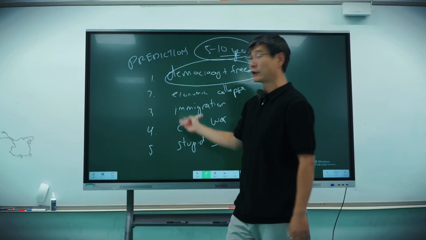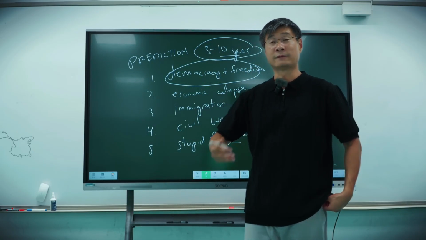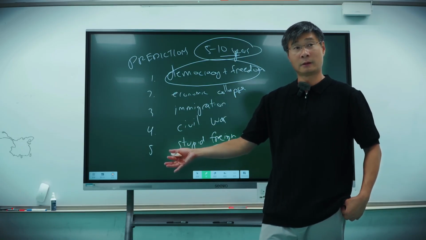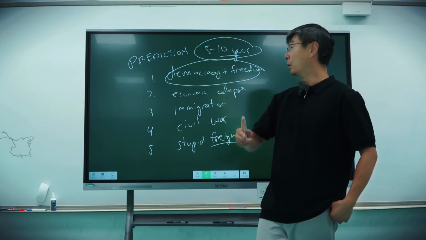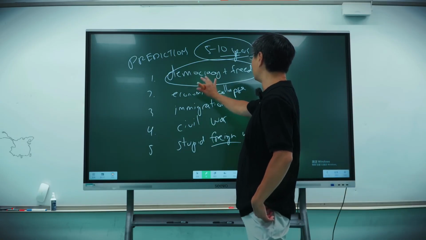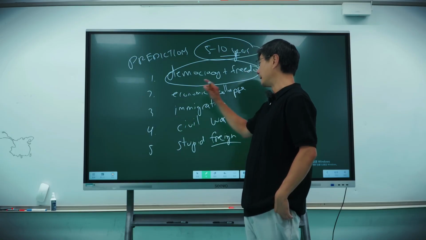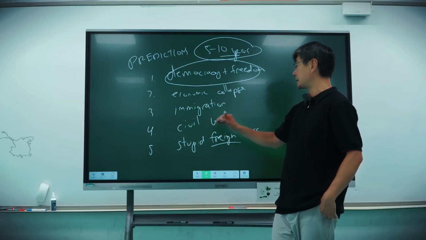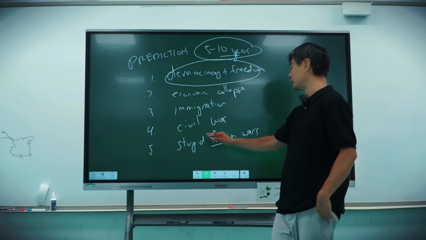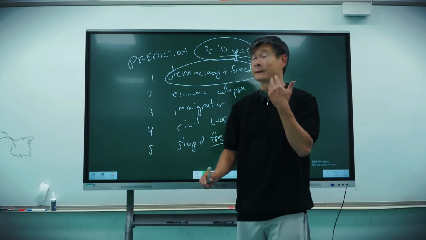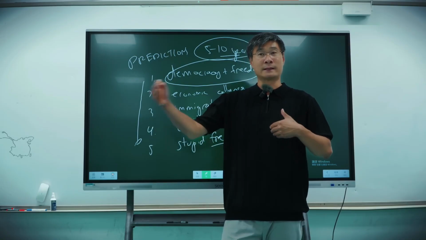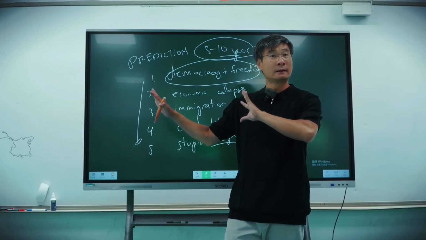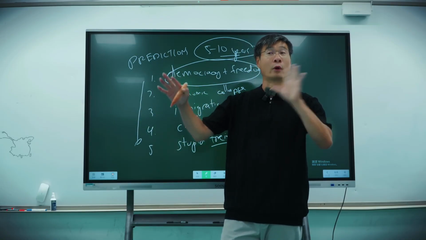And these are my 5 predictions for the world for the next 5, 10, 20 years. Europe and America will see less freedom and democracy. There'll be economic collapse, increased immigration, civil conflict, and then ultimately stupid foreign wars. And I'm not saying this happens in a sequence. I'm saying you'll see all 5 things. But they may happen in a different order.